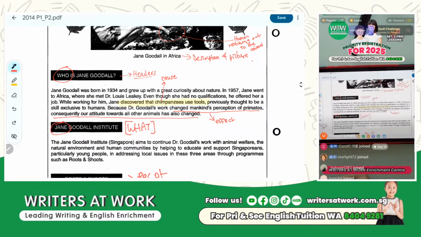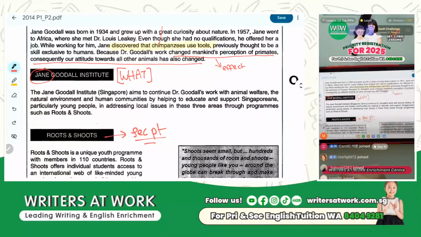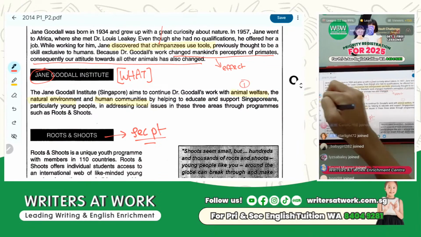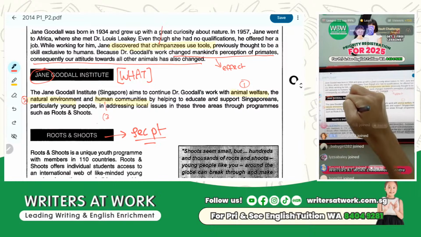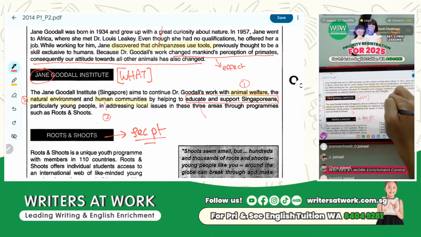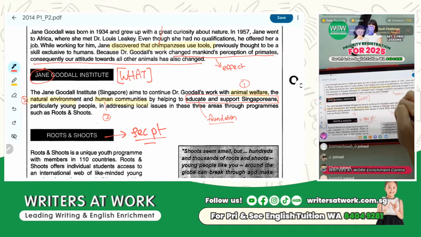Alright, now if you look down further, you look at how the Jane Goodall Institute talks about what they do. You can see that they have 3 tenets here: animal welfare, natural environment, human communities. I'll just indicate 1, 2, and 3. And what do they do in these 3 areas? Help educate and support Singaporeans in these aspects. So you can see education here serves as a kind of foundation, a foundation for knowledge.